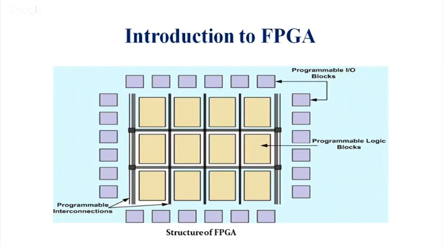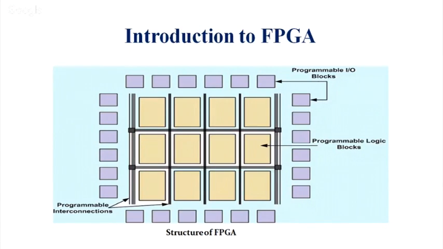In a microcontroller, we burn our program in ROM, and after that the controller reads the program from memory and works accordingly. But in an FPGA, there is no program burning. There is direct data flow, so the speed is very much faster in an FPGA. That is the first advantage.